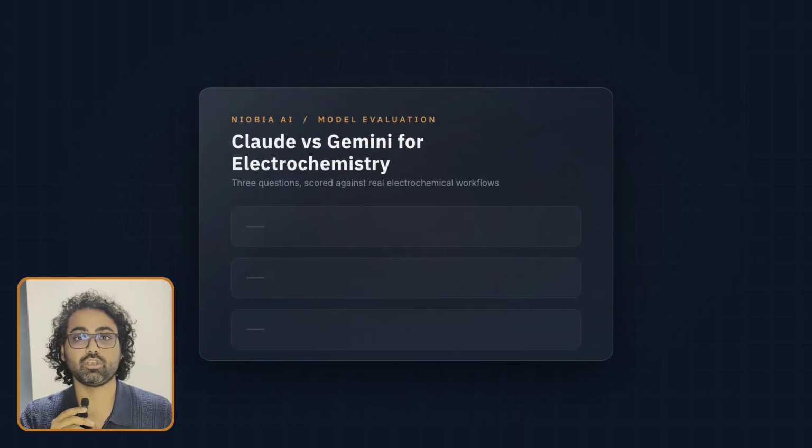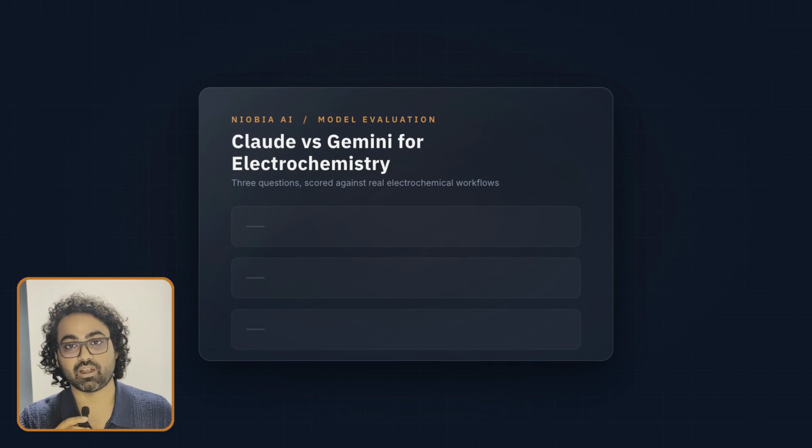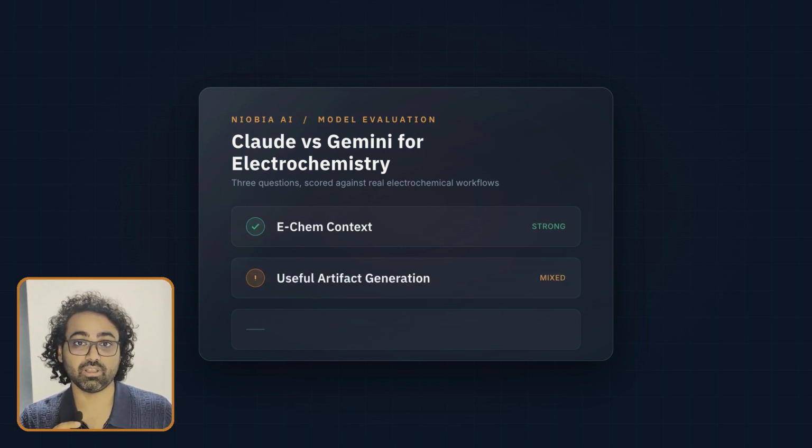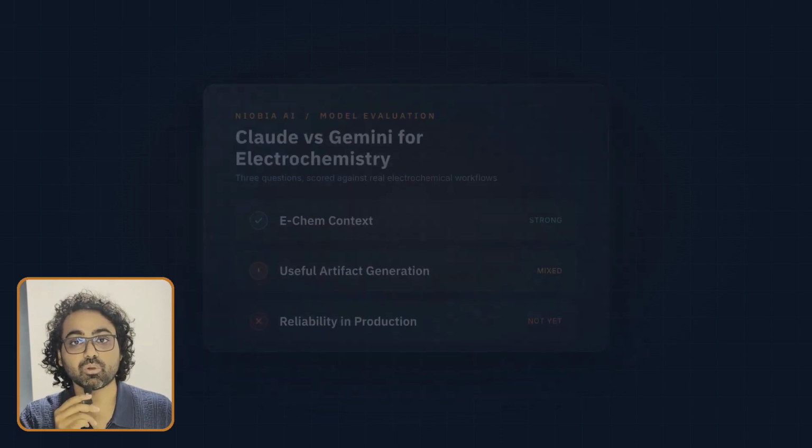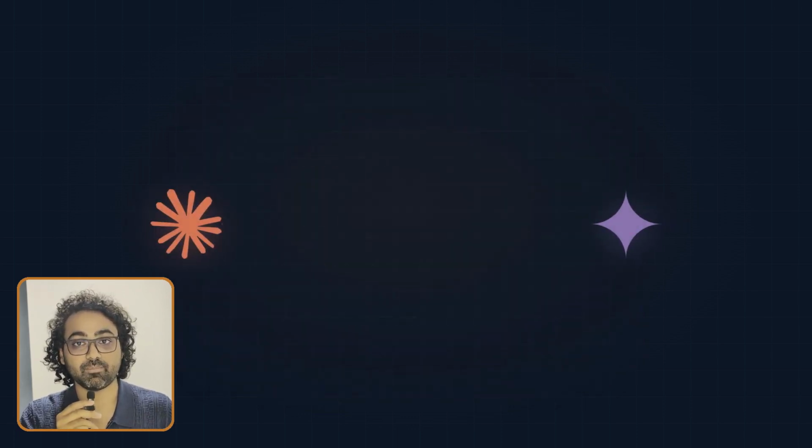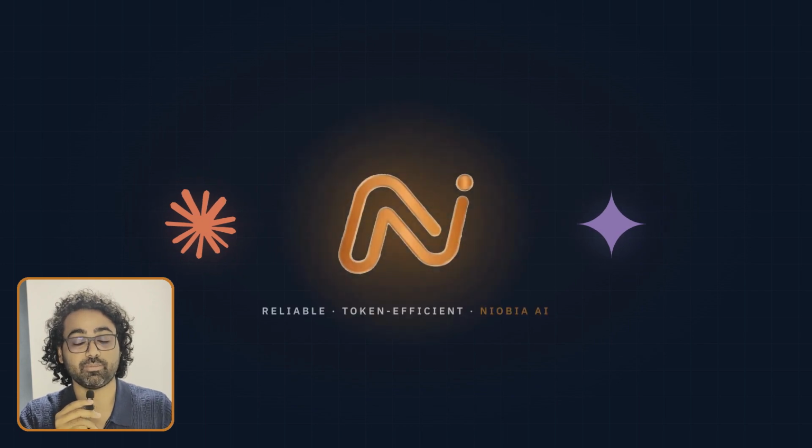In this video, we will go through electrochemical workflows using Claude and Gemini. And we will find out how good these agents are at understanding electrochemical context, producing outputs that can actually be useful, and can we use these agents in production or not. I will also show you how to use these tools reliably using a harness like Niobia AI that makes Claude more token efficient and reliable.